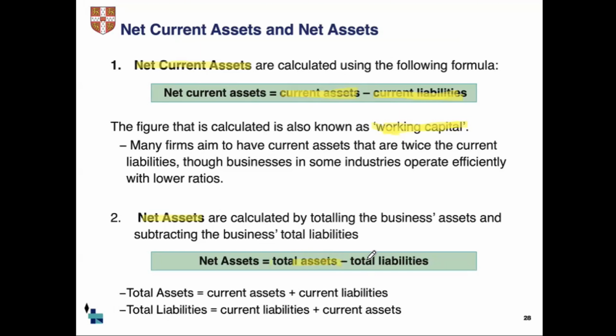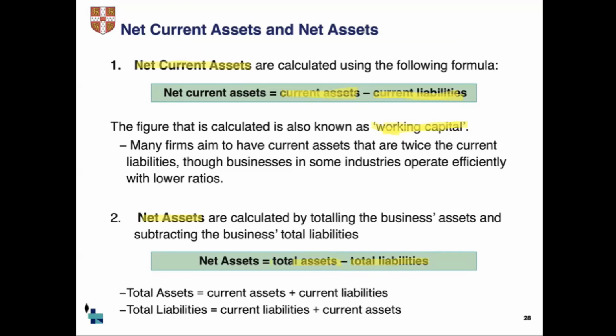The total assets minus the total liabilities will give the net assets of the business. It says that it is calculated by totaling the business assets and subtracting the business's total liabilities. All right, so these are important metrics that we are going to look at when we are analyzing the statement of financial position, or what is also known as the balance sheet.